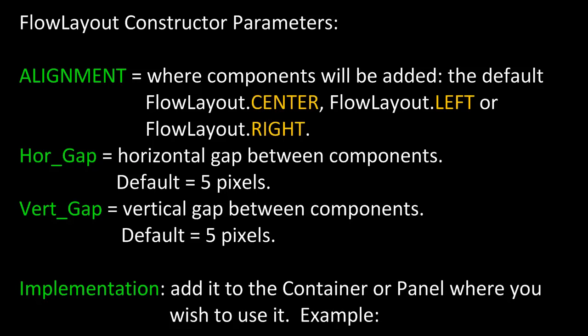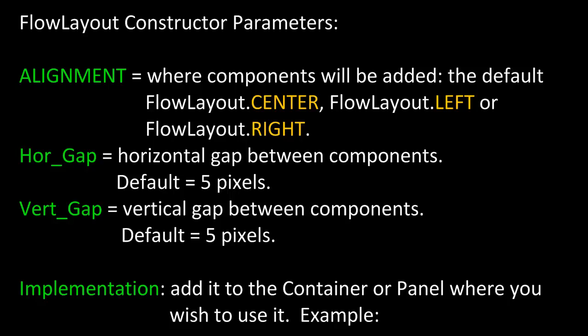Here's a breakdown of the FlowLayout constructor parameters. Alignment is where components will be added. The default is FlowLayout center, and there's also FlowLayout left and FlowLayout right. Horizontal gap, the integer, is the horizontal gap between components, and the default is 5 pixels. Vertical gap is the vertical gap between components. The default is 5 pixels. In the implementation, we would simply add it to the container or panel where we want to use it.